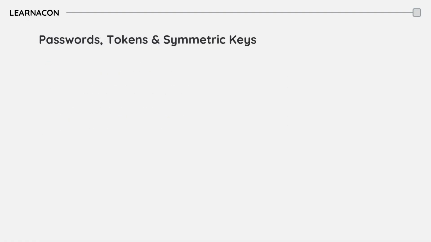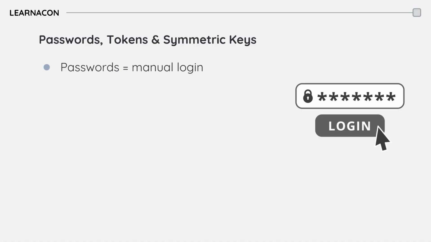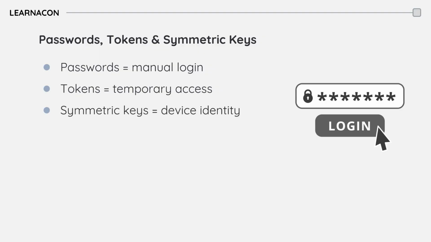In this slide, we compare different authentication methods. Passwords are like typing your name at the door. It's manual and slow. Tokens are like wristbands at a concert, temporary and session-based. But IoT devices do not have keyboards or screens. They need something automatic. That's where the symmetric keys come in.